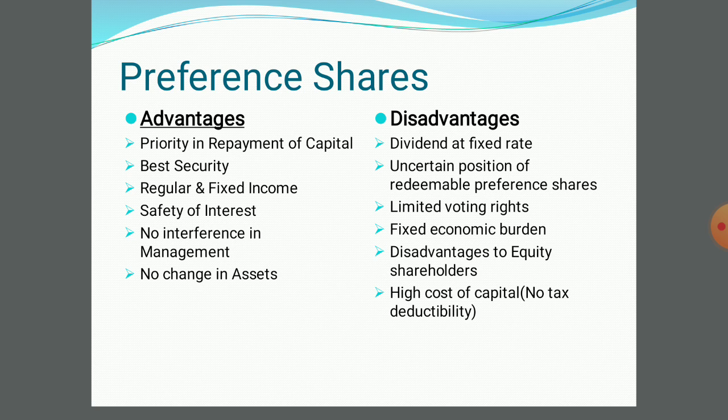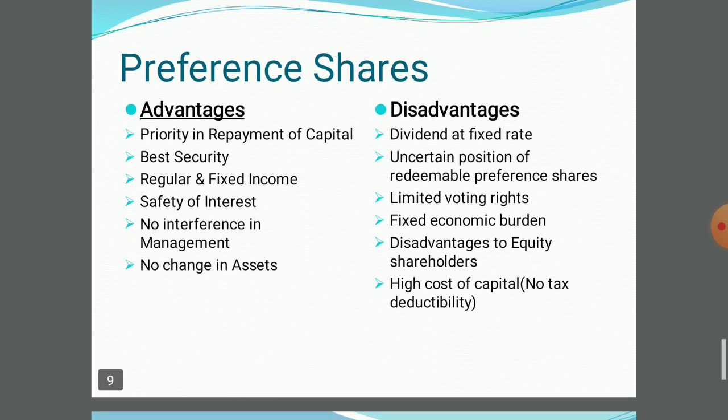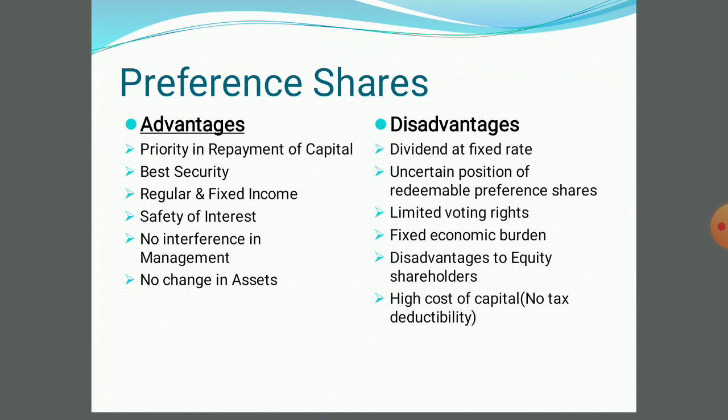And very importantly, if we raise investment in the form of preference shares, the company has to bear a high cost of capital, because there is no tax deductibility option. I already explained what tax deductibility is. That is, on the amount of dividend which is paid to preference shareholders, the company also has to pay tax. So it is a double loss, because you are going to pay the tax and money is also going out of the organization in the form of dividend. So that is a disadvantage to the company.